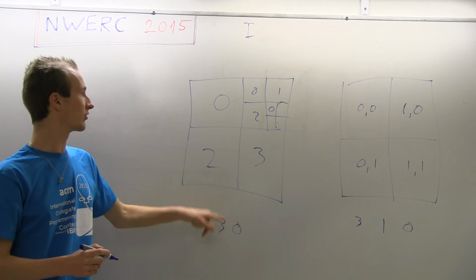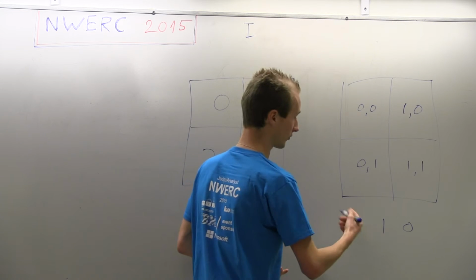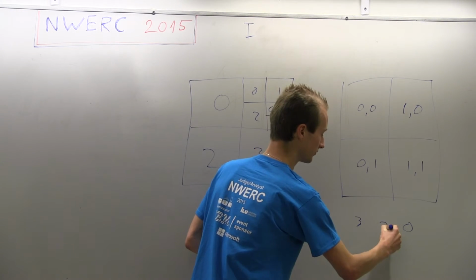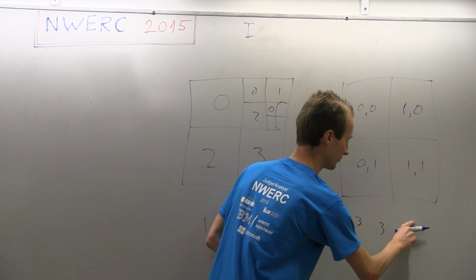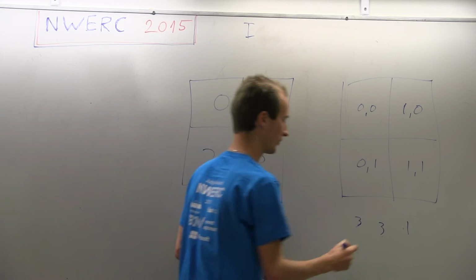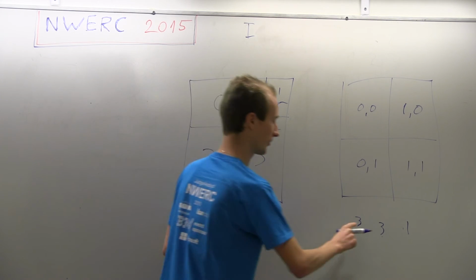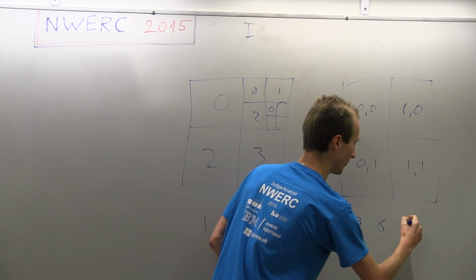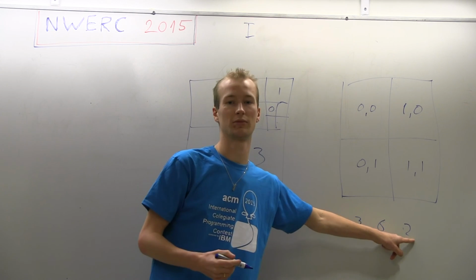Then for the next digit, it's a 3, so that's both in the bottom and in the right part. So we first multiply the numbers by 2, and then we add 1 to both of them. And then finally the last digit is 0, so we only multiply by 2, and we don't need to add anything. And this gives us the coordinates x equals 6 and y equals 2.